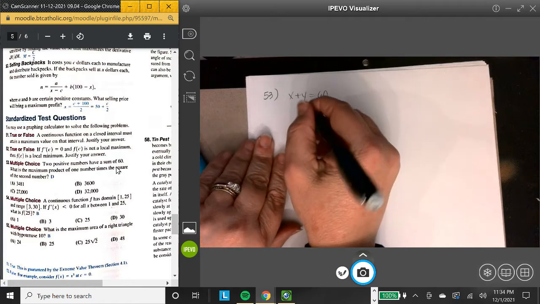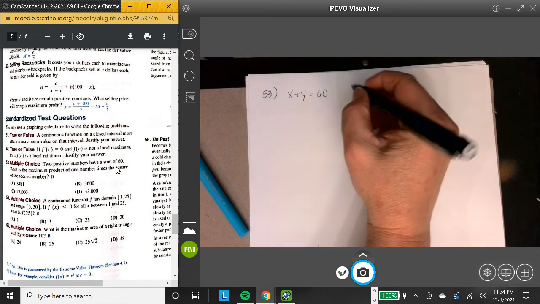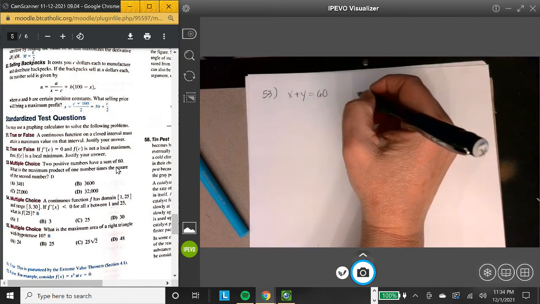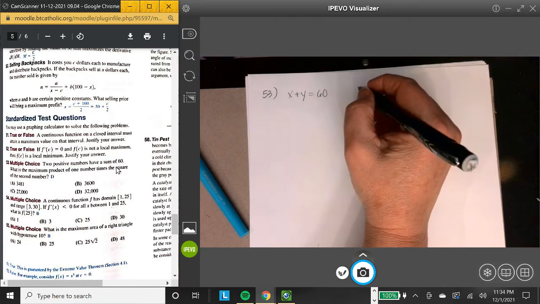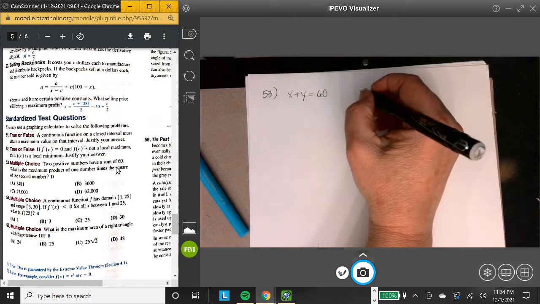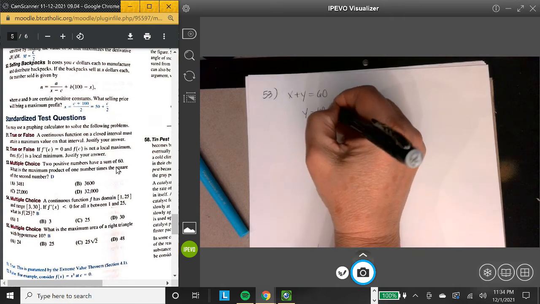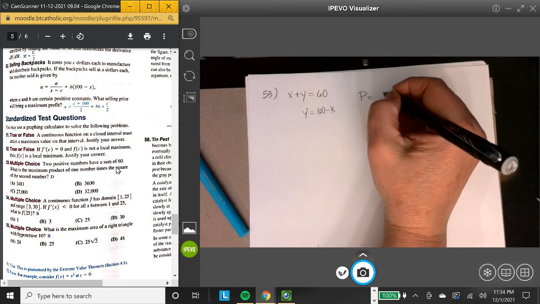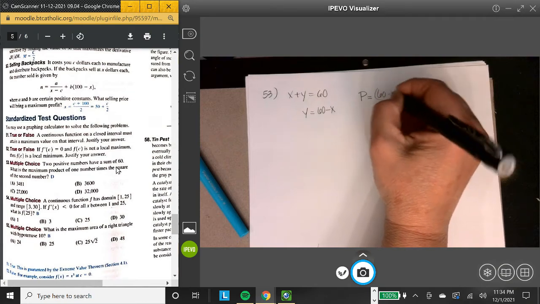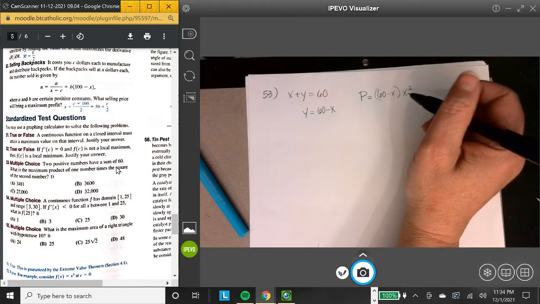And so I can say that x plus y is 60. And then it says, what is the maximum product of one number times the square of the second number? Okay, well, I can say that one number is x and the other one's 60 minus x, right? So I'm going to say product is equal to one number, and I'm making that number 60 minus x, times the square of the second, times x squared, right?